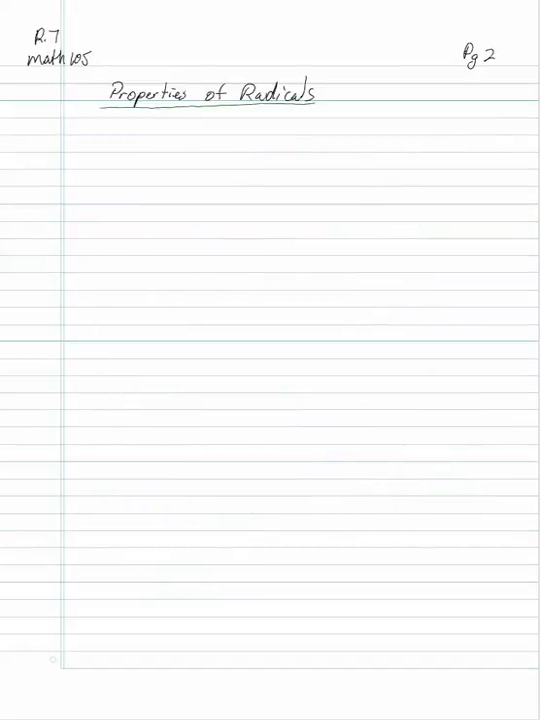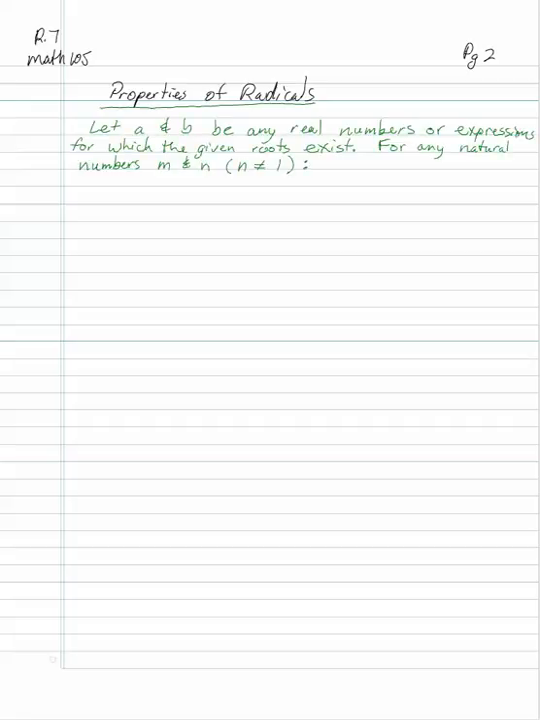Okay, let's review the properties of radicals. And so our qualifiers, A and B, are any real numbers or expressions for which the given roots exist. And for any natural numbers m and n, here are properties. If n's even, this is what we were alluding to earlier, the nth root of a to the n, now a lot of people get this wrong and will just say it's a, but the answer is it's the absolute value of a, because if n's even, we got to guarantee that our answer is going to be a positive number.